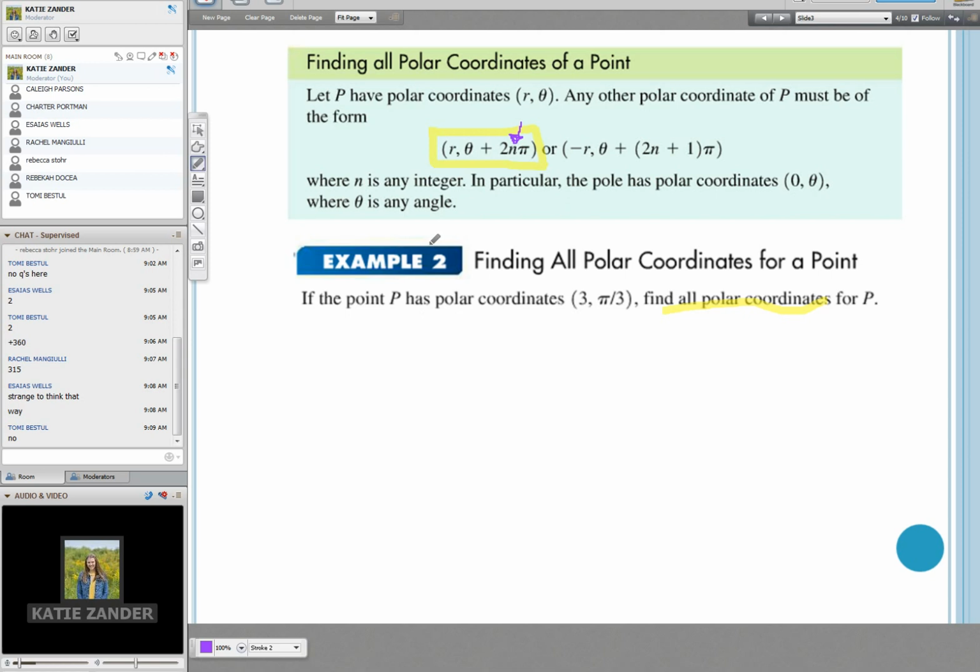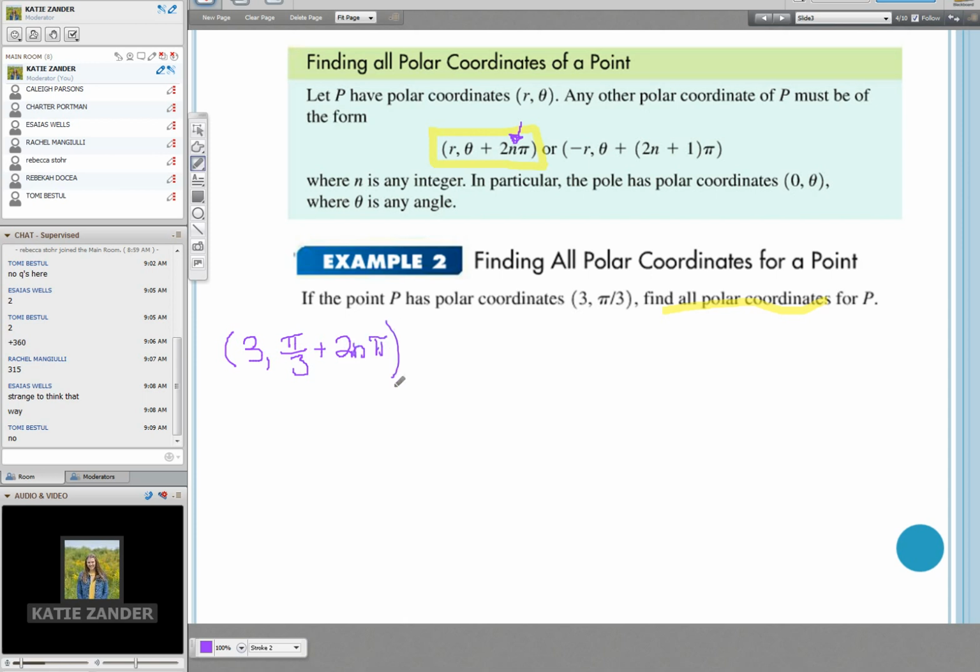Sometimes they'll just say find 2 additional polar coordinates. If it says just find 2 additional polar coordinates, that's when you can start creating values for n to substitute into that formula. But if it does say to find all polar coordinates, you want to leave it pretty generic to cover your bases. All right, so we're going to keep the r.